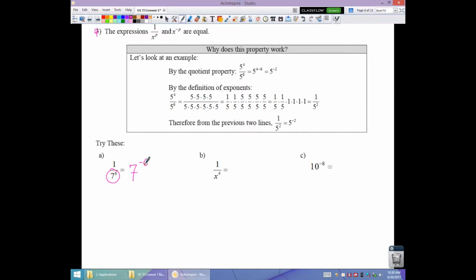Part B, which is 1 over x to the 4th. To get the x to the 4th out of the denominator, I write it as x to the negative 4th. And going the other way, in part C, if I start with 10 to the negative 8th, to change that into a positive exponent, it must become 1 over 10 to the positive 8.